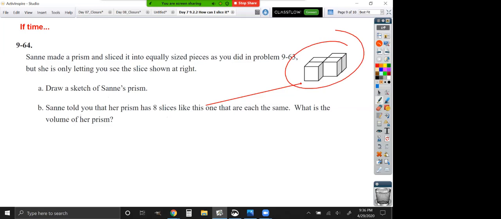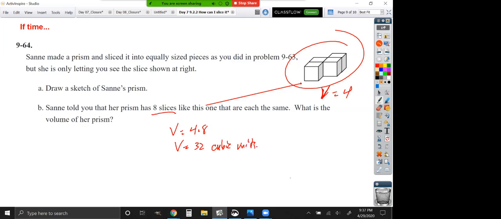Part B. Sane told you that her prism has 8 slices like this one that are each the same. What is her volume? So she's going to have 8 of these. So I guess the first question is, how many are in here? The volume of that one layer is 4. If she has 8 of those slices, 8 layers, the volume of hers is going to be 4 times 8. So the volume will be 32 cubic units.